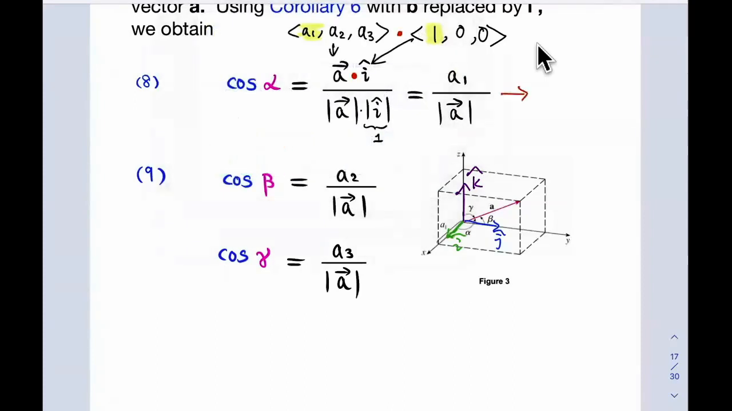If you square that, that will be equal to what? A1 square over the square of the magnitude, right? And then similarly, if you square that, you get A2 square over the square of the magnitude. And when you sum them up, what happens?